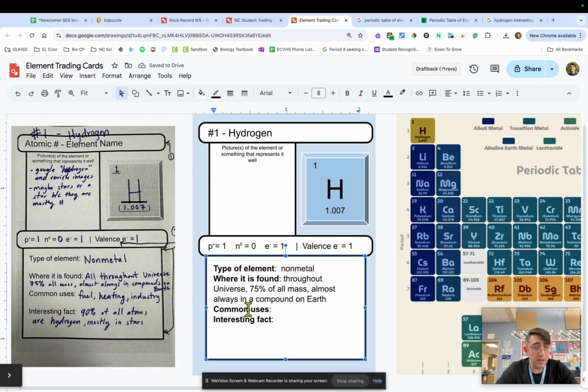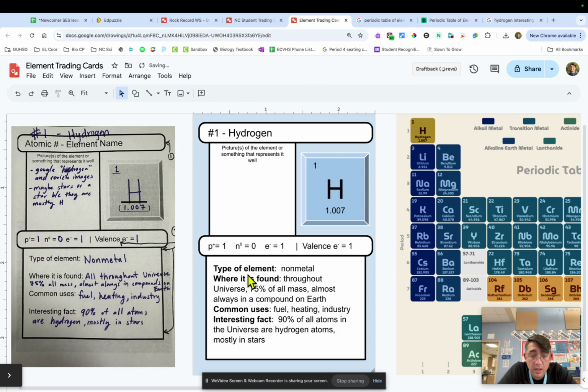Okay, common uses. On my paper, I put fuel, heating, and industry. Okay, interesting fact is that 90% of all atoms in the universe are hydrogen atoms, mostly in stars. Okay, so there we go. All right, so I have my information. I have my important numerical information here.